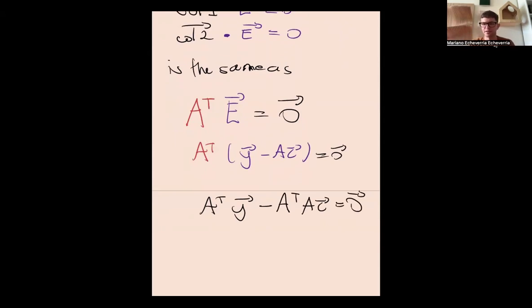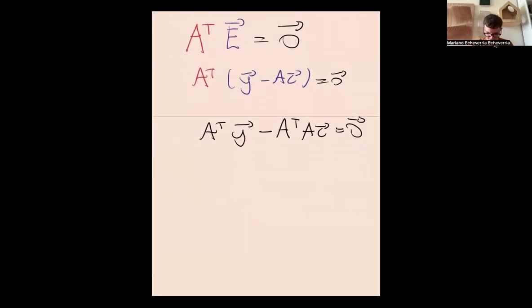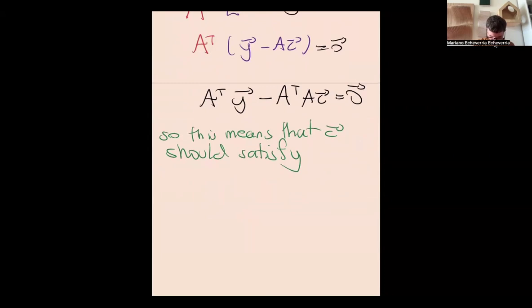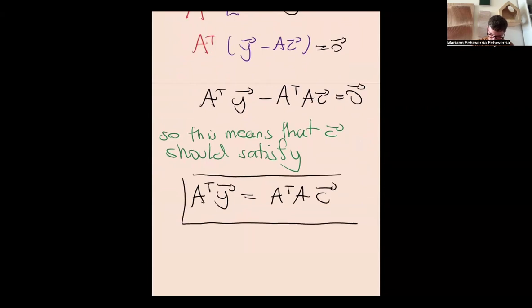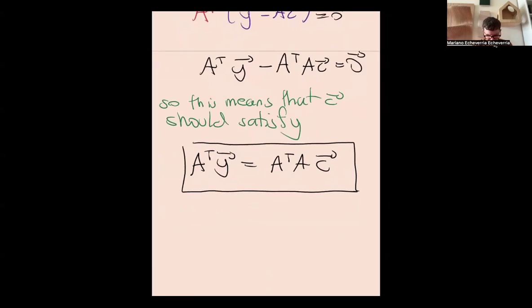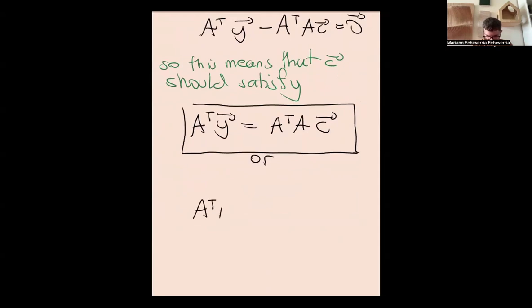Okay. So if you just move the second term to the right side, this means that the vector C should satisfy that A transpose Y equals A transpose A times C. It's usually written the other way around, exchanging the sides just so that the variables are on the left side, because that's a common way of writing an equation. So just move the terms around.